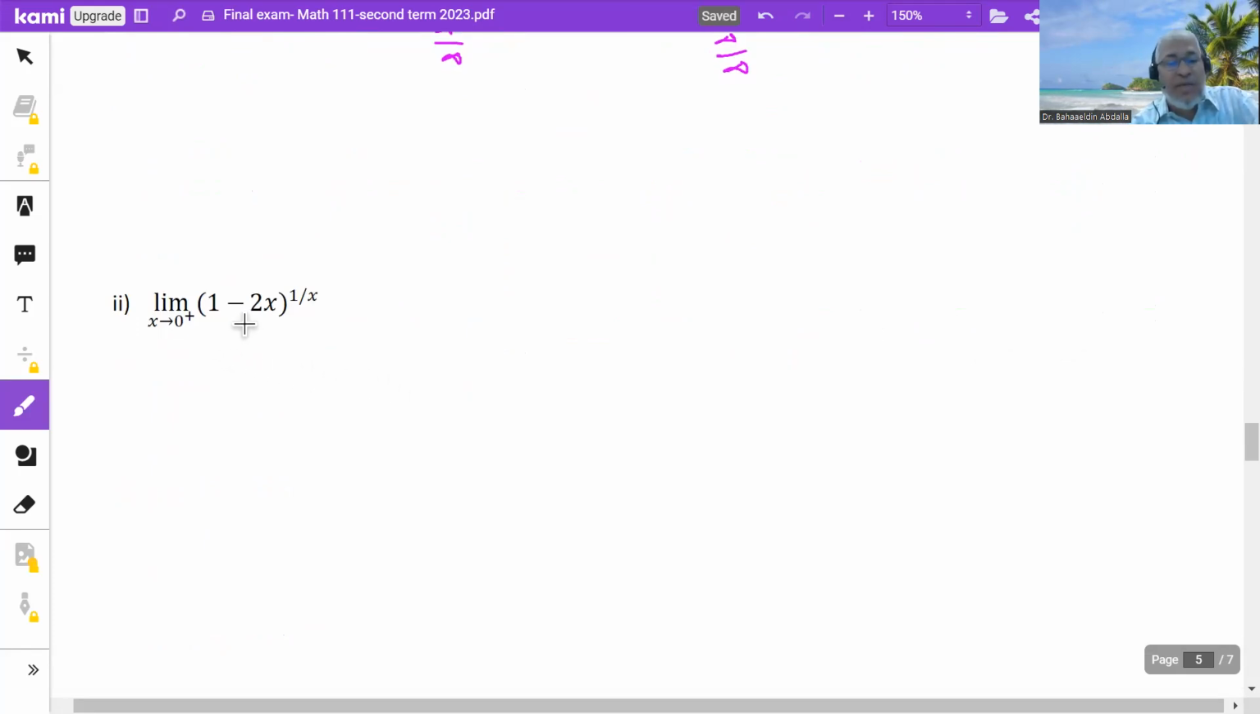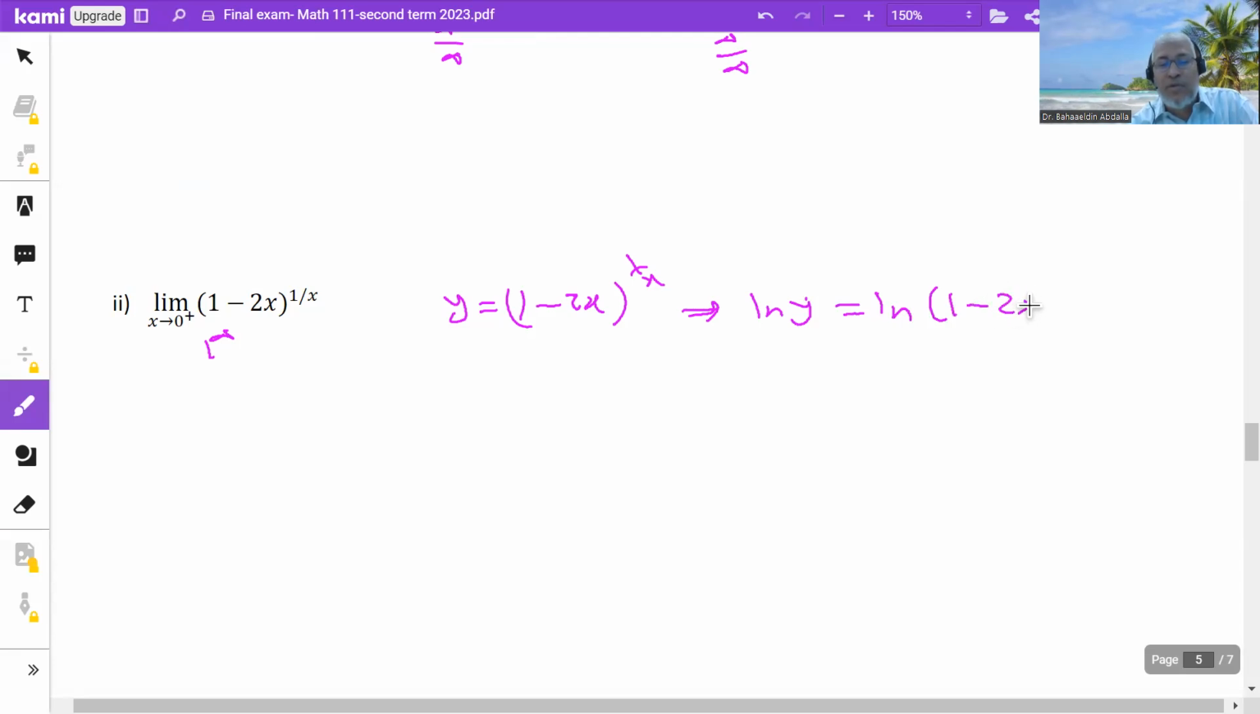If I replace x by 0 here, 1 minus 0 would be 1. 1 over 0 is infinity, so I'll have 1 to the power infinity. Well, to find the limit, I call y 1 minus 2x to the power 1 over x. I call it y. And then I apply ln to both sides. This method is used to bring 1 over x down, because we know that one of the properties of logarithmic functions, if you have ln b to the power r, this would be r times ln b. So I can bring 1 over x here.